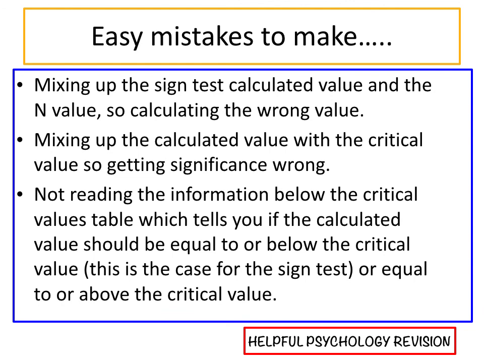And the final mistake that is often made is that students misread or don't read the sentence below the critical values table, which tells you if your calculated value should be equal to or below the critical value, which is the case for the sign test, or equal to or above the critical value, which is the case for some of the other statistical tests in psychology.